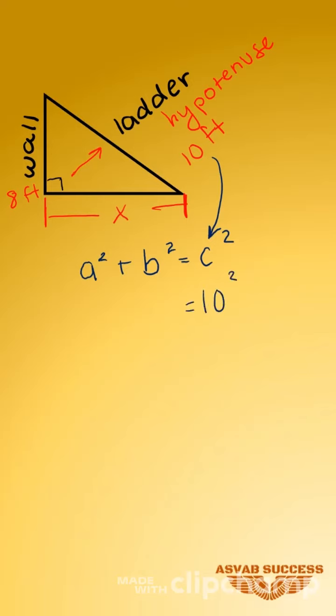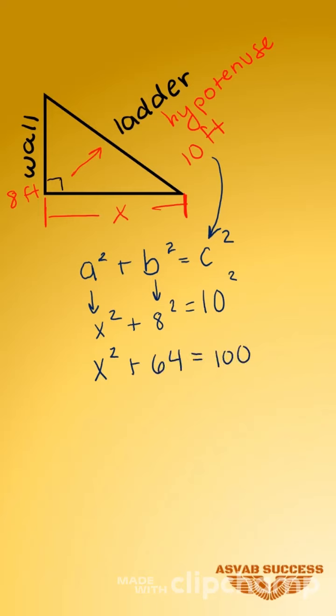Now, the other two legs don't matter whether you decide to call them A or B. So I'm going to go ahead and just call this one 8, and this is going to be the missing one, x. Once you've set this up, you can go ahead and solve for x by first applying this power of 2. So this would be 64, and this would be 100.